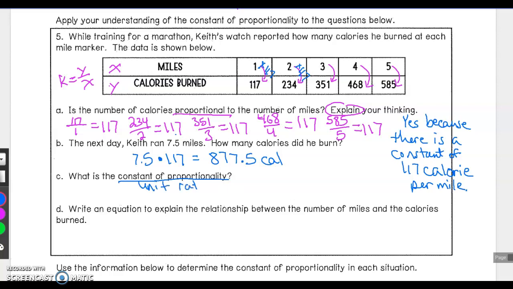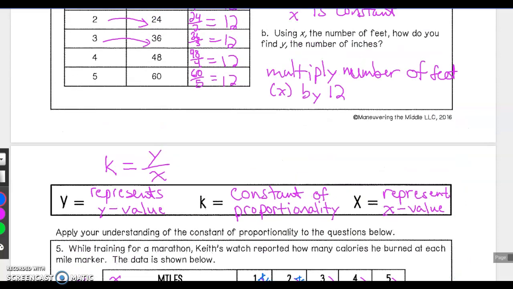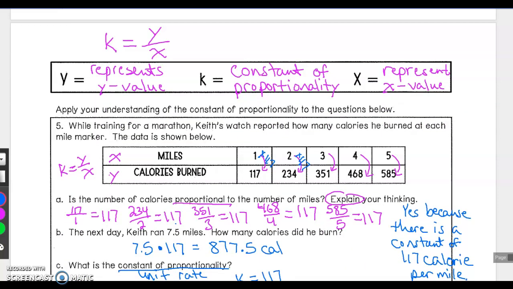We sometimes know how to do the things, but we change the names up, and that messes us up. So our constant, our K, is 117. Now, write an equation. Don't overthink this part. Don't overthink writing an equation. Why? Because we're always going to take whatever our K is, and we're going to multiply it by the X values.